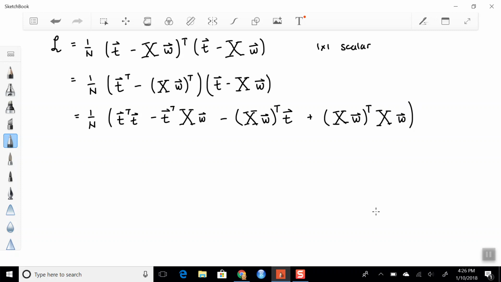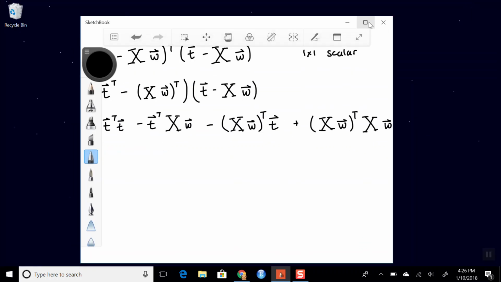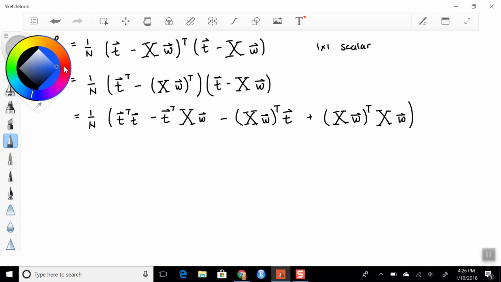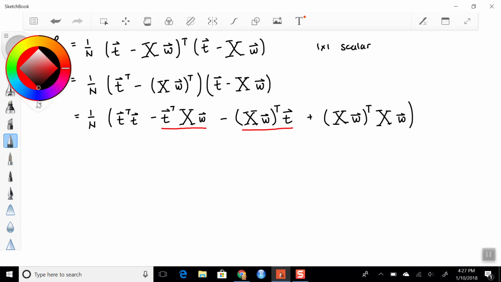Okay, it's okay. And if we look at this element and this element, these can be combined.